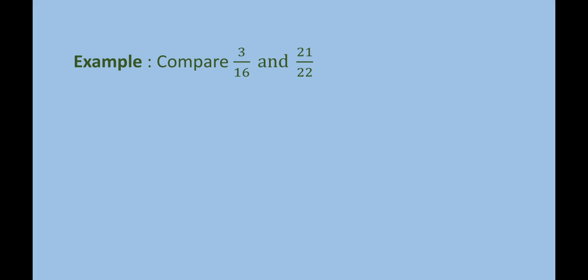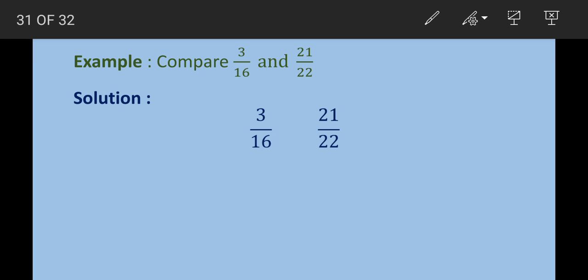So here is an example. Compare 3 by 16 and 21 by 22. Come to the solution. We have to compare these two fractions. So what to do? First step, we have to multiply the numerator of the first fraction with the denominator of the second fraction. Okay. In the second step, we have to multiply the numerator of the second fraction with the denominator of the first fraction. Okay. In this way.